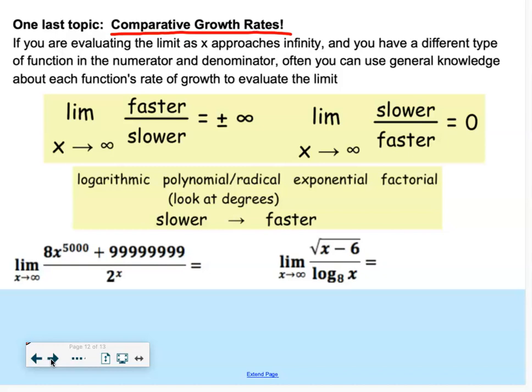What's an exponential? It's where you have an x in the exponent: 2 to the x, 3 to the x, e to the x. Those are all called exponentials. And then the fastest function you've got is a factorial. Anyone know what a factorial is? Exclamation point. Yes, that's how you say it. Exclamation point. Those are the fastest.